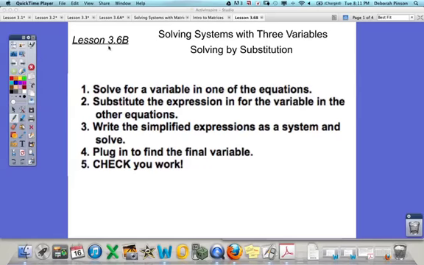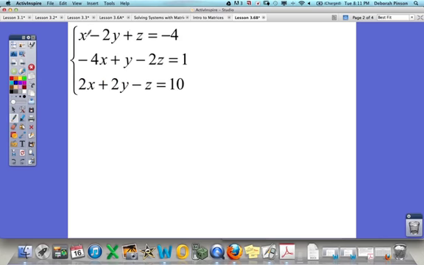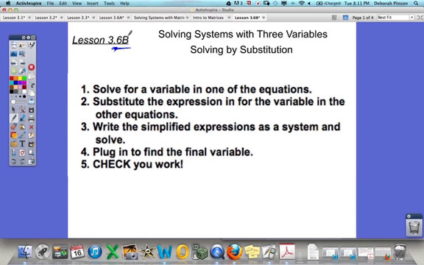So here in 3.6b, we're going to be talking about, again, solving systems of equations with three variables, three equations. In part A, we solved these using elimination. Today we're going to use substitution.